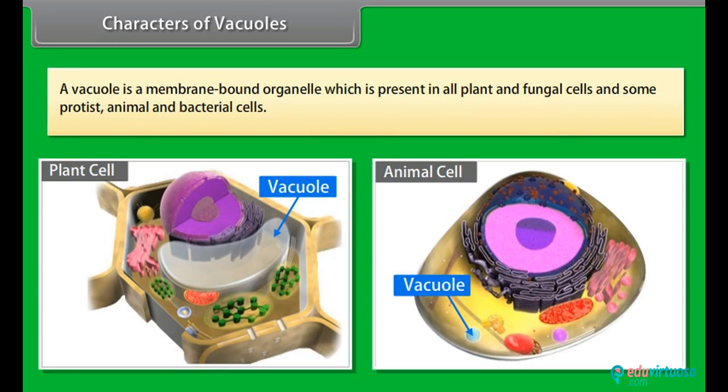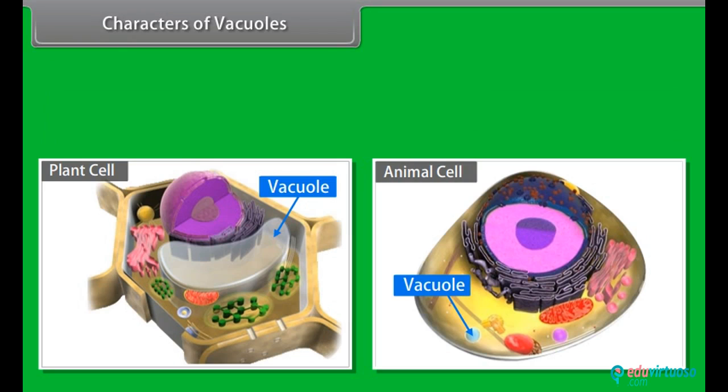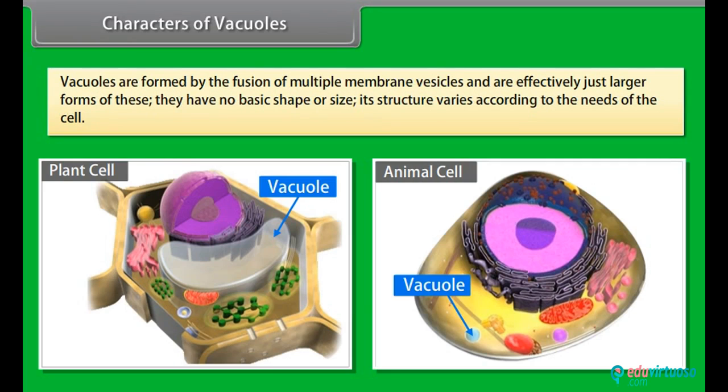Characters of vacuoles. A vacuole is a membrane-bound organelle which is present in all plant and fungal cells and some protist, animal, and bacterial cells. Vacuoles are essentially enclosed compartments which are filled with water containing inorganic and organic molecules, including enzymes in solution, though in certain cases they may contain solids which have been engulfed. Vacuoles are formed by the fusion of multiple membrane vesicles and are effectively just larger forms of these. They have no basic shape or size. Their structure varies according to the needs of the cell.